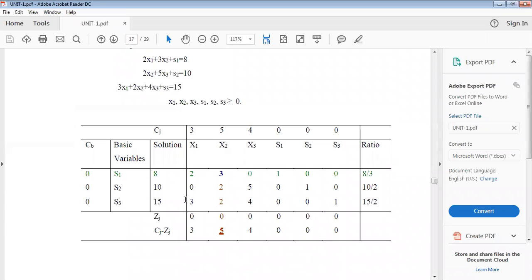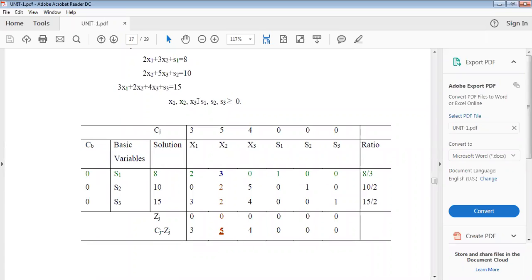And after arranging all the values from the objective function as well as constraints like this, you mark this row as Zj. I will tell you all these things later. Zj means you have to find 0 into 2, 0 into 0, 0 into 3, like this, and add them. For every column, you have to multiply the entries with the CB value.